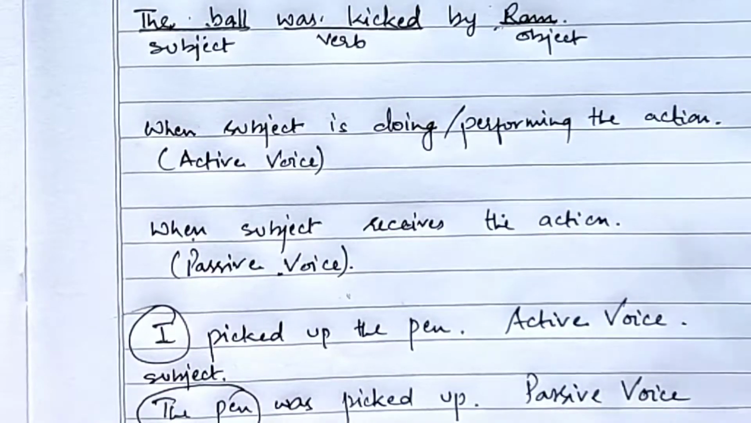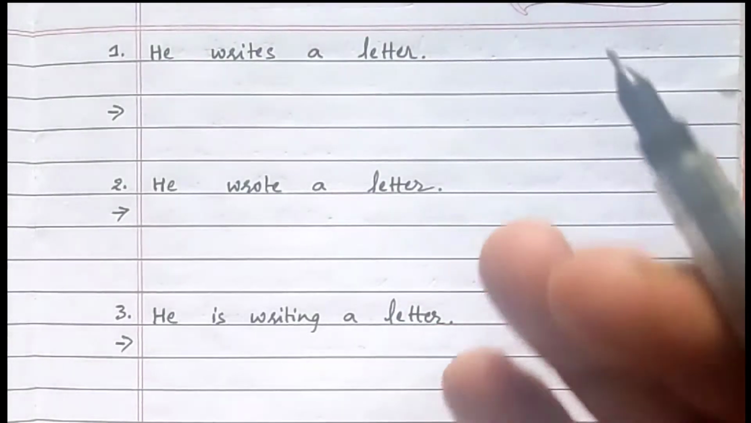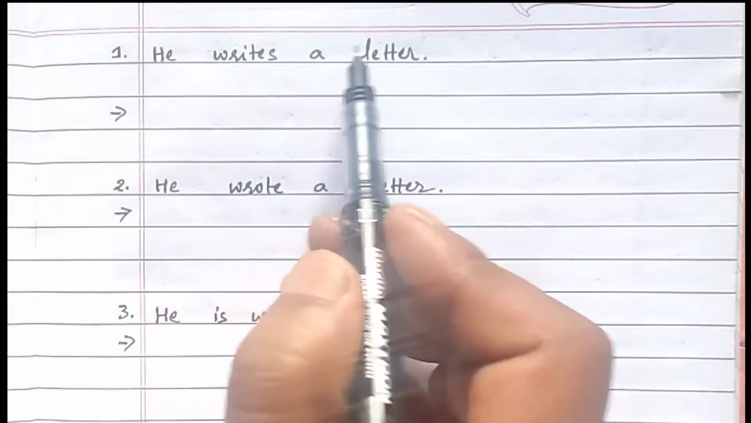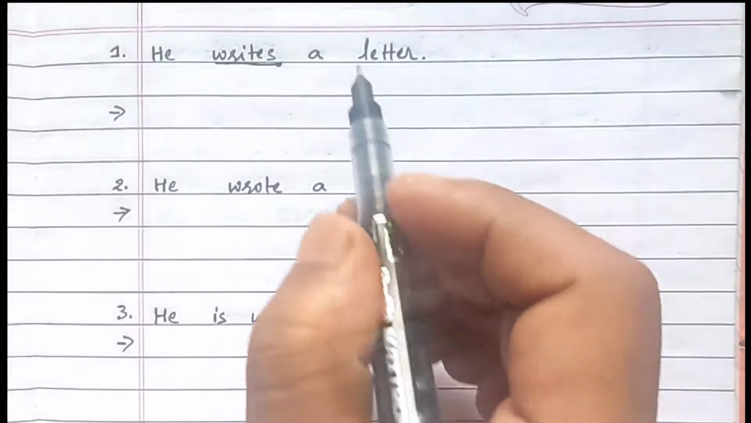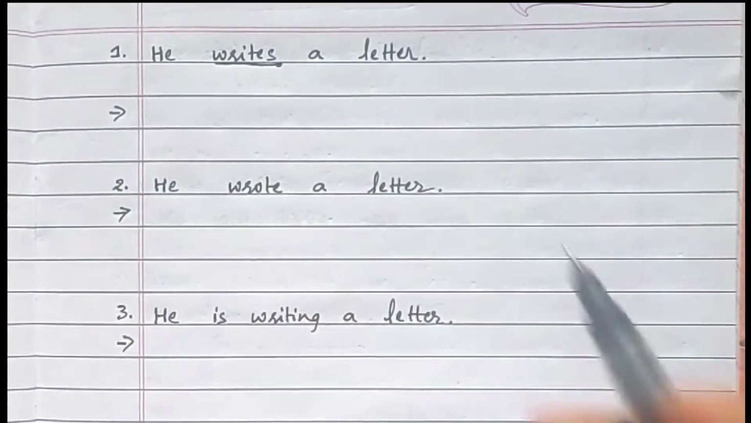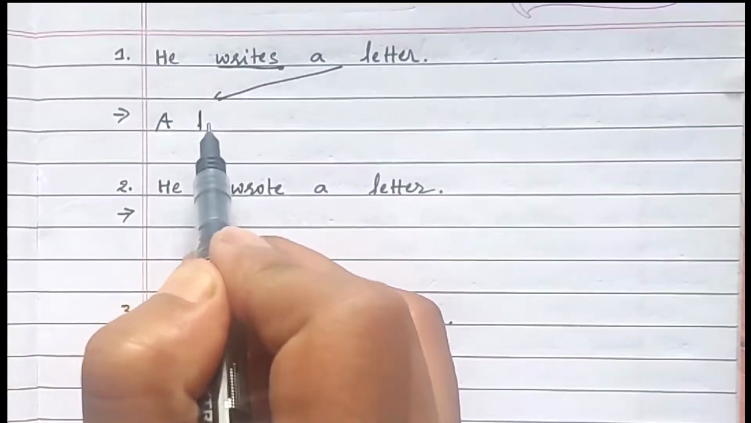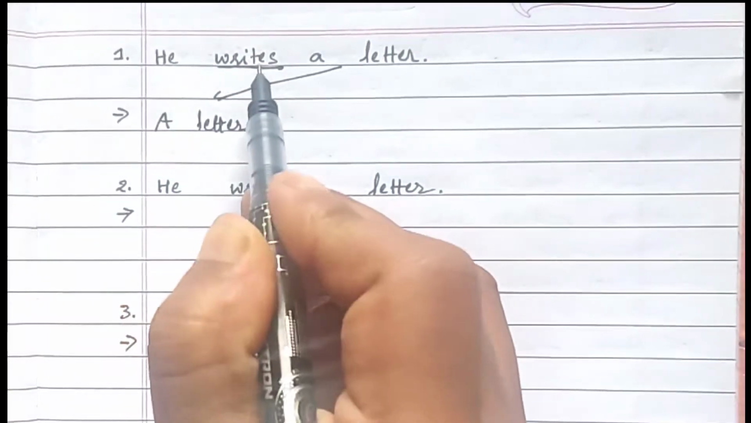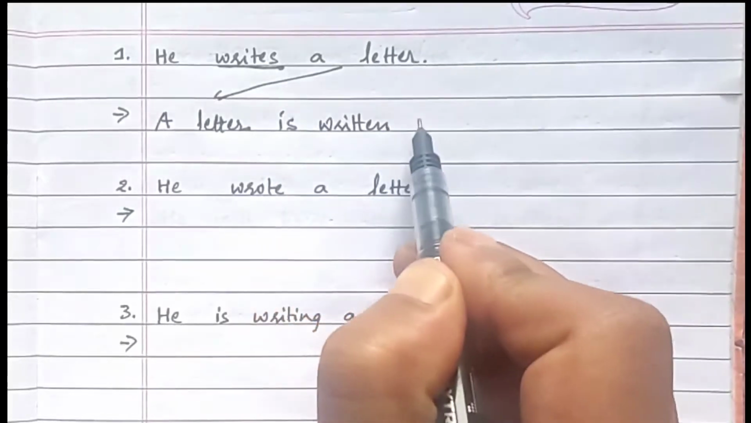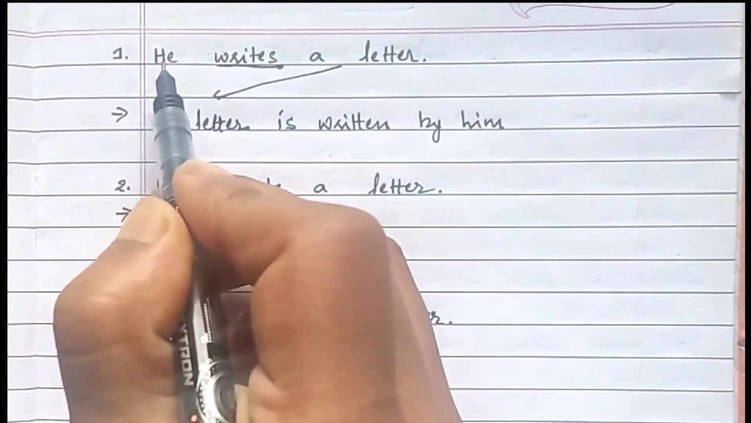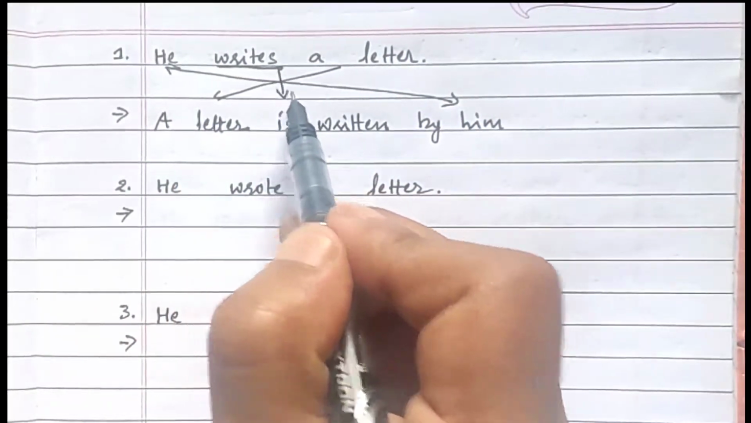Now let us discuss how different tenses are changed into passive voice. So the first sentence that is written here is, he writes a letter. So writes is the verb and it is simple present tense. A letter is object, he is the subject. So you have to bring this object at the front. A letter is written by him, so he will change into him, and writes will change into is written.